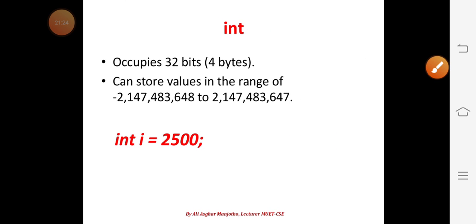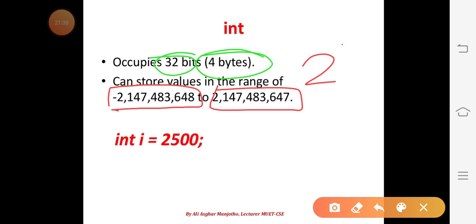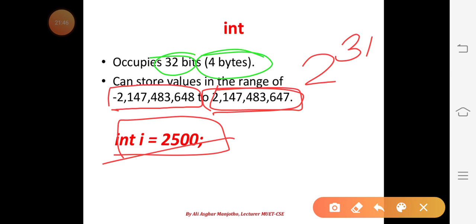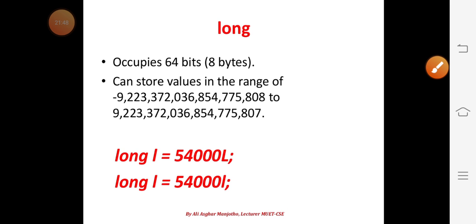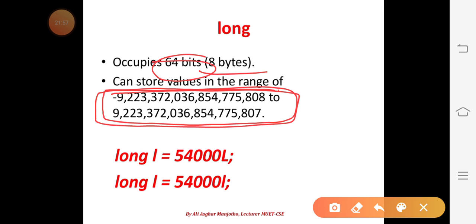Next, integer. In the same way, it occupies 4 bytes, 32 bits, and can store this much of numbers. Look here, you can generate such a big number because if you calculate 2 to the power 31, you will get something like this. Okay, and here is the description of how to define integer numbers. Next, long occupies 8 bytes. That means 8 into 8, 64 bits, and this is the range given here. Look here, a very large number.